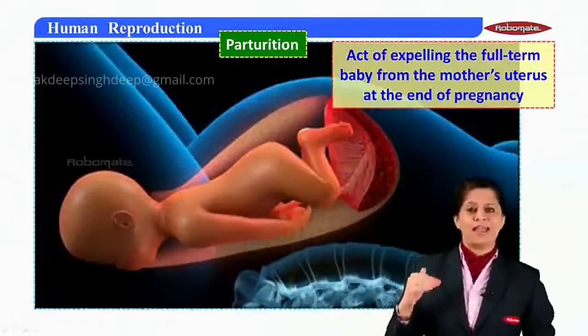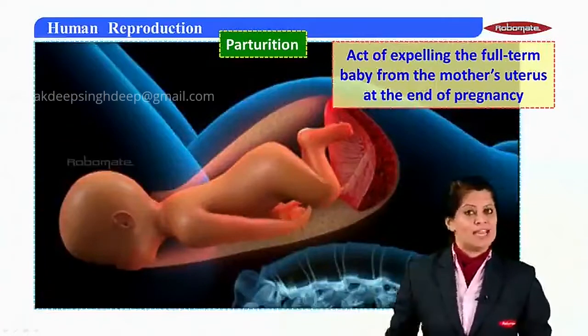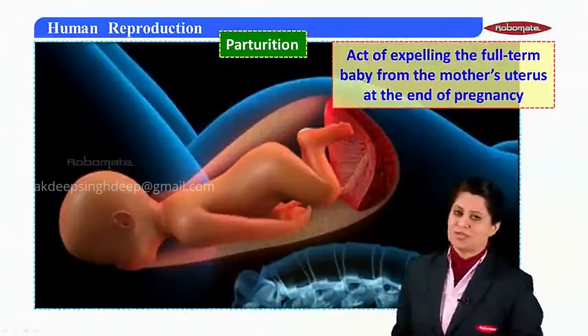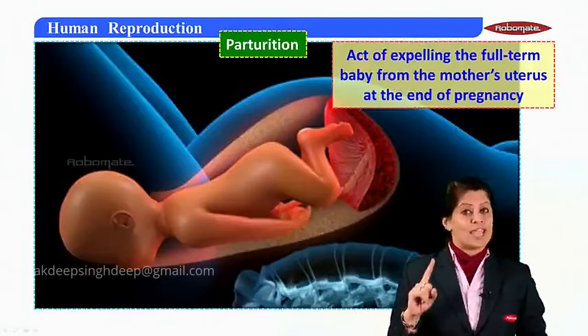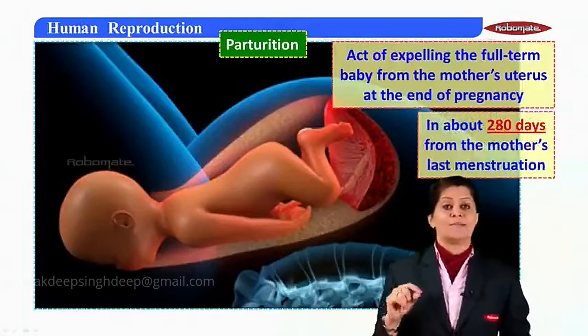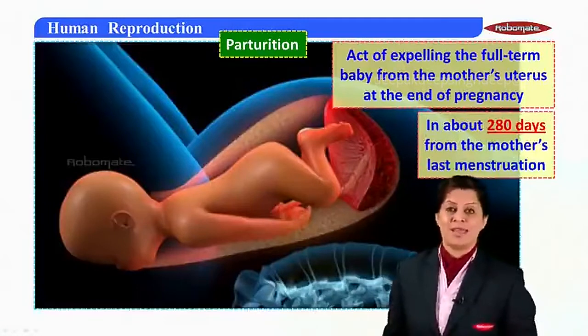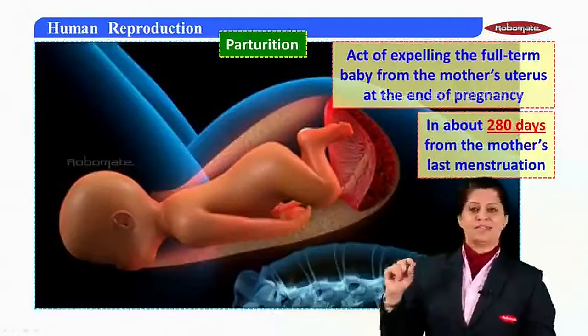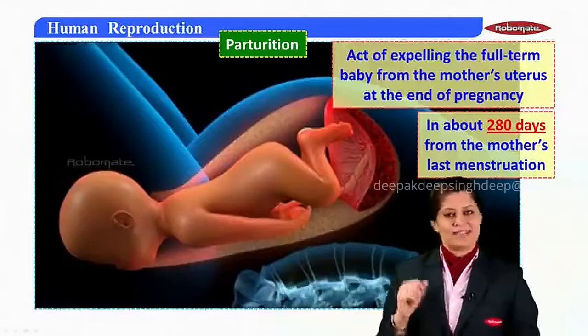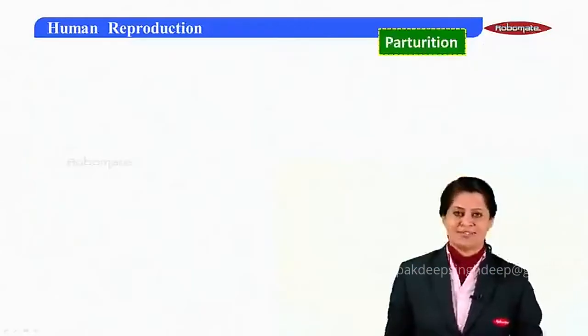And at the end of pregnancy, how many days is the gestation period, students, in human? 280 days from the last menstrual cycle. So at the end of 280 days, when the fetus is expelled out, that's called as parturition.